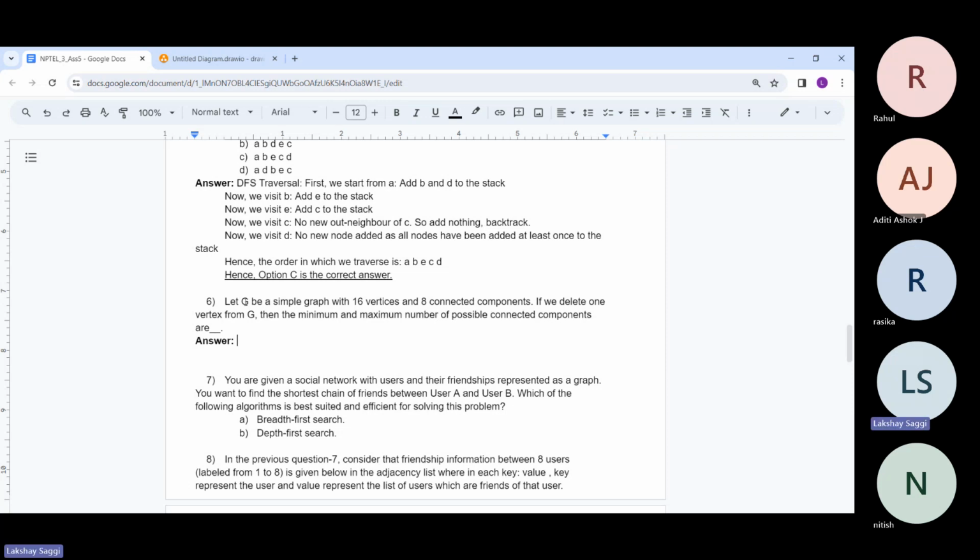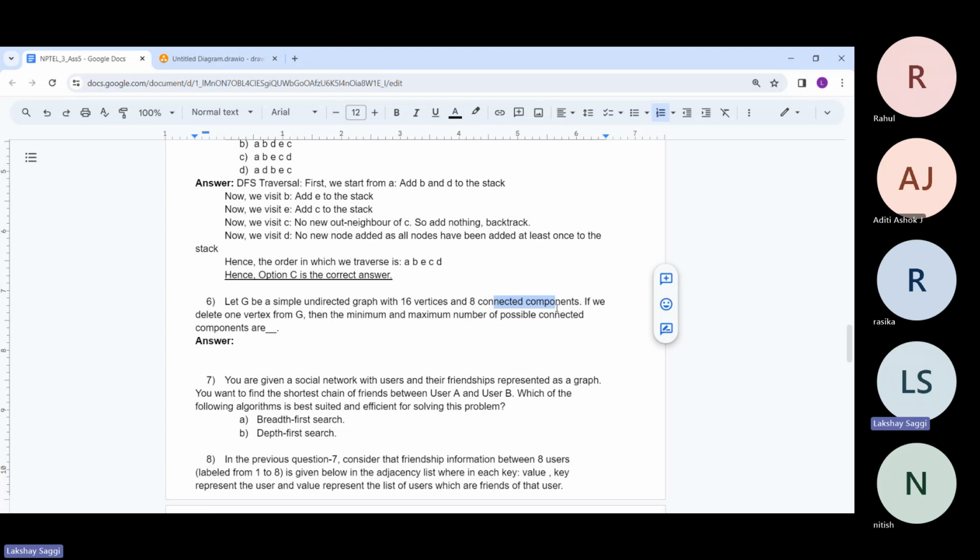The sixth question says: let G be a simple graph with 16 vertices and 8 connected components. If we delete one vertex from G, then the minimum and maximum number of possible connected components are? So this is a bit of an interesting as well as a tricky question. So I want you guys to think about it a little. We are given a simple graph with 16 vertices and 8 connected components. Let's say the graph is simple and undirected, and it has 16 vertices and 8 connected components initially.